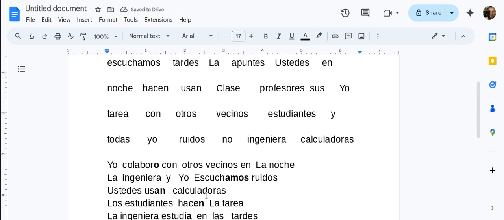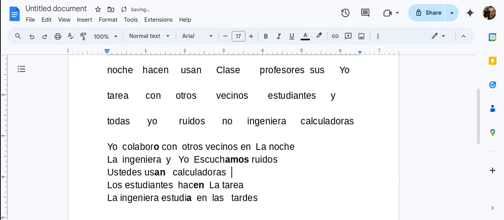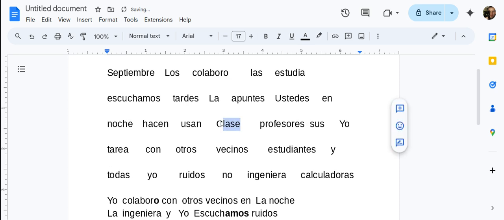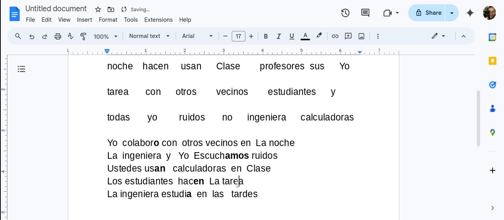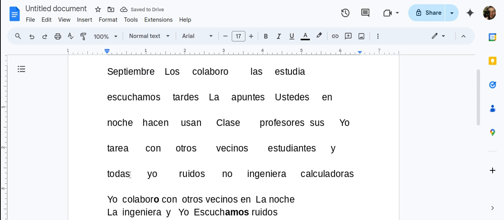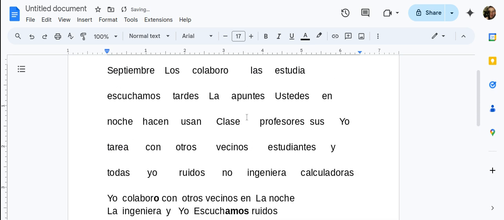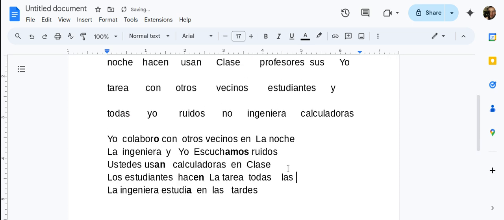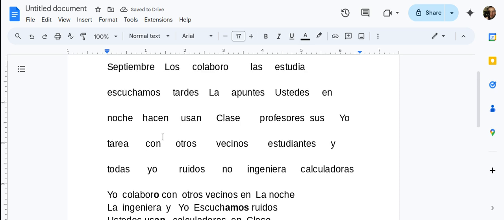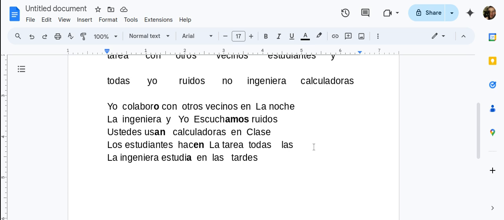You use calculators in class. Can I do in class? Yes, I see in, and I see class. The students do homework. I can use every afternoon, every or all the afternoons. Afternoons, that's more than one afternoon, so that's why it has to have an S.